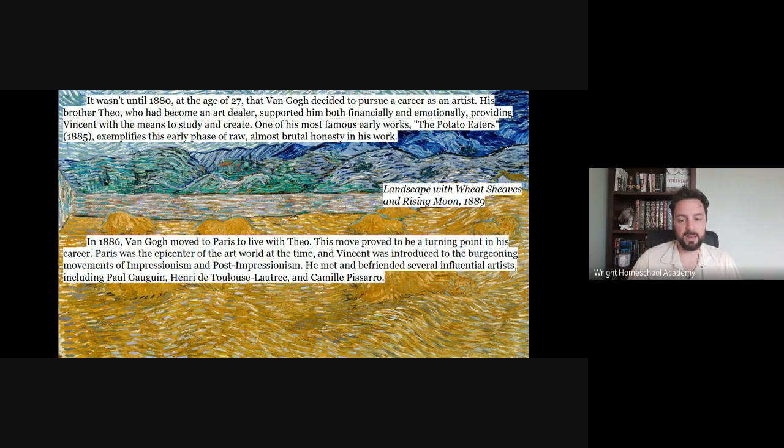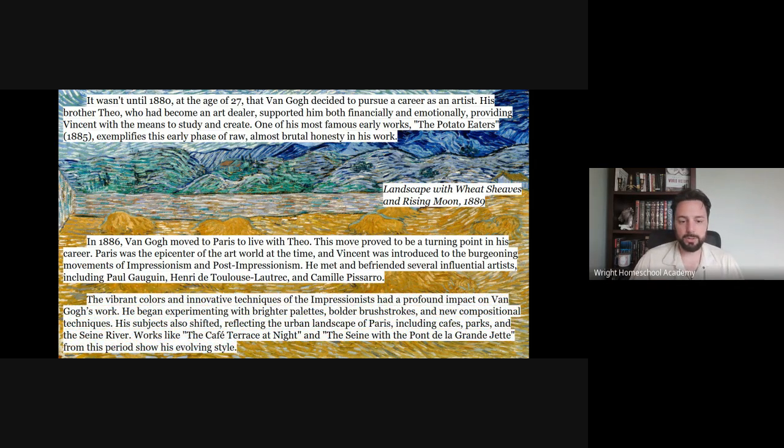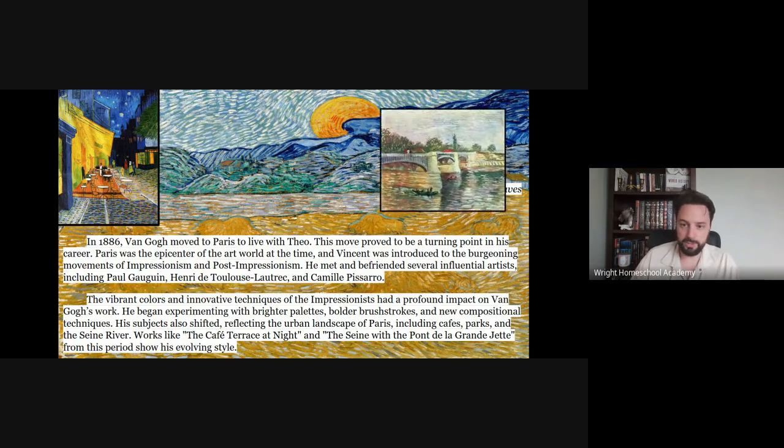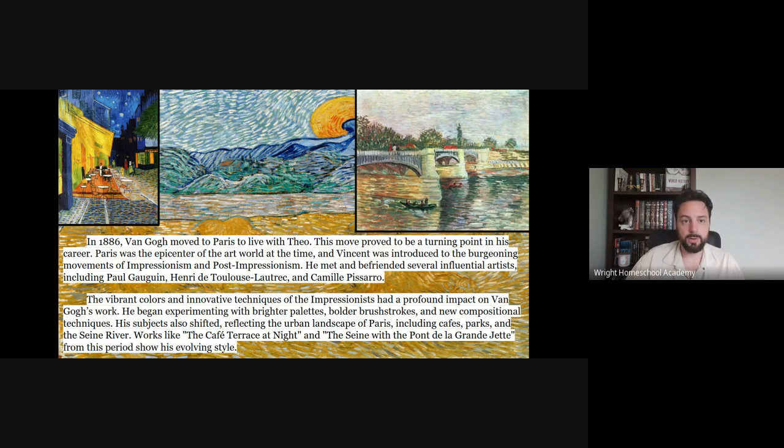He met and befriended several influential artists, including Paul Gauguin, Henri de Toulouse-Lautrec, and Camille Pissarro. The vibrant colors and innovative techniques of the Impressionists had a profound impact on Van Gogh's work. He began experimenting with brighter palettes, bolder brushstrokes, and new compositional techniques. His subjects also shifted, reflecting the urban landscape of Paris, including cafes, parks, and the Seine River. Works like the Café Terrace at Night, here, and the Seine, that's the name of the river, with the Pont de la Grande Jatte, pont is French for bridge, so here it is, from this period show his evolving style.